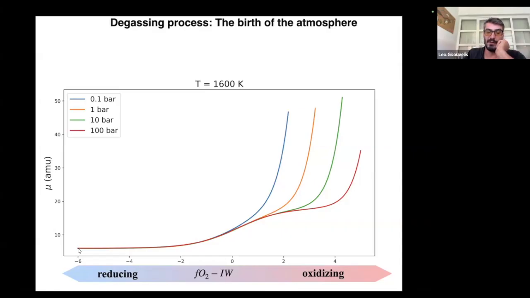You see that the mean molecular weight starts from about 2, right, which is more or less close to the nebular gas or what giant planets have. And for more oxidizing interiors, this can reach up to 40, 50 mean molecular weight, so this is totally different, right? But that means that you can have a rocky planet that can generate a secondary atmosphere, which can actually look like the atmosphere of a gas giant, right?